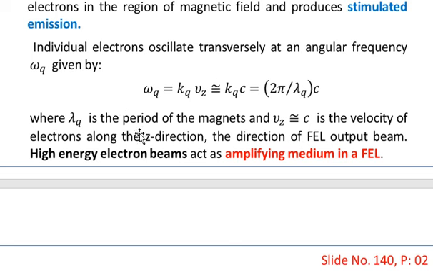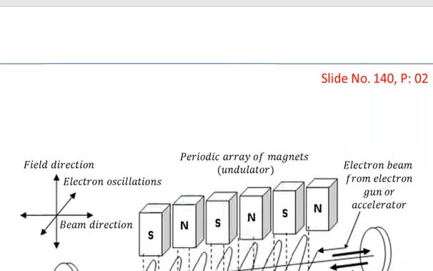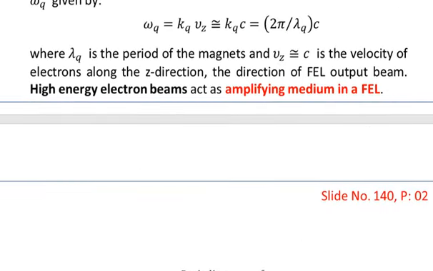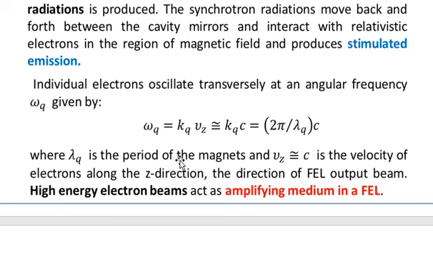Here lambda q is the period of the magnets. You see that the magnets have been arranged periodically, that is n, s, then again n, then again s, and so on. These are the periodic arrangements, and for one period we have lambda q, the period of the magnets, and Vz is nearly equal to c, the velocity of the electrons along the z direction. The direction of the z-axis is also the direction of the FEL output beam.